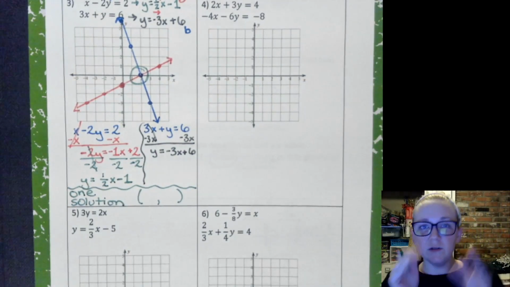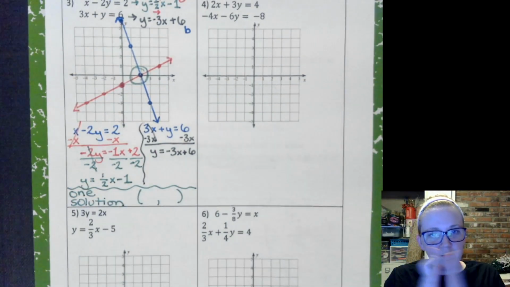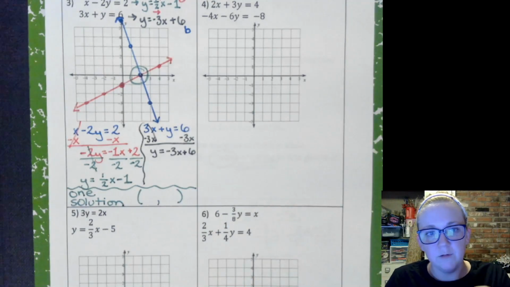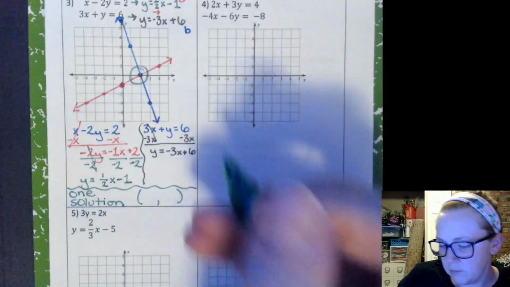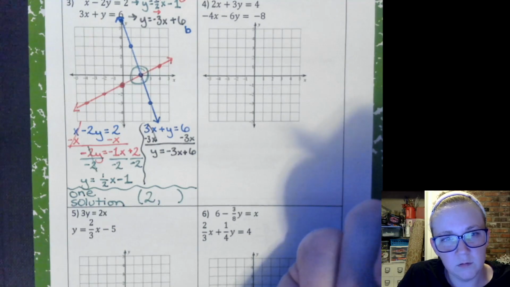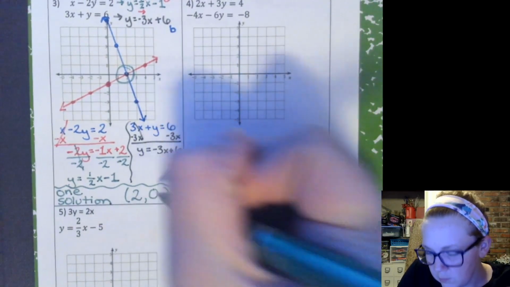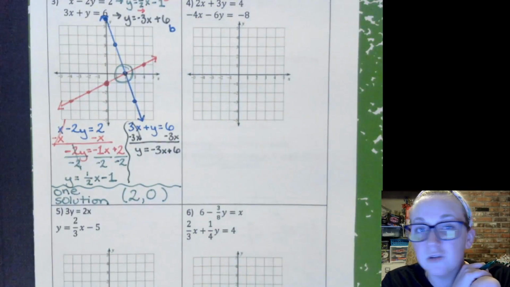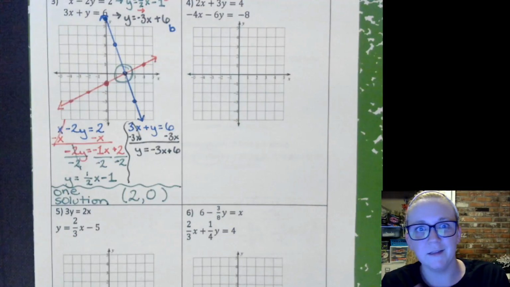Our one solution is at what comma what. Again, you start at 0, and figure out how far to the right or left and how far up or down. We're going to have to go to the right 2, and does it go up at all? It doesn't, so it's just going to be 2, 0 here. That's our solution. All right, try the next.